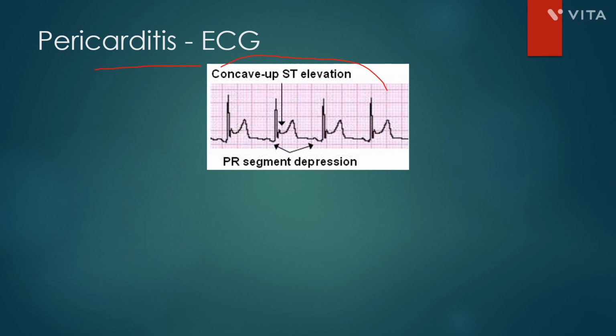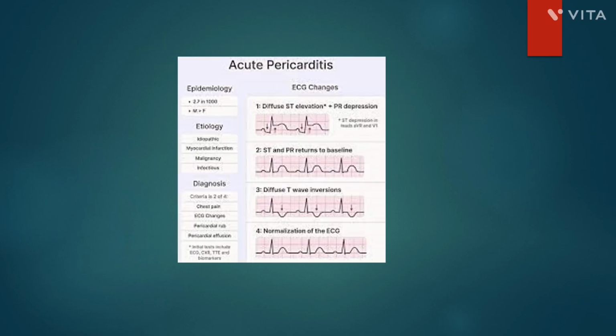Now pericarditis, what is the ECG finding? It is concave, widespread ST elevation, and the specific finding is PR segment depression. It is concave, not convex like in your ST elevation MI, and it's also widespread in all the leads, limb leads and chest leads. So there are stages of pericarditis.